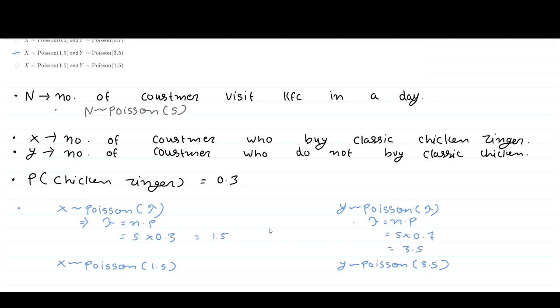First of all, both X and Y will follow a Poisson distribution. We know that lambda is given as N times P. So, lambda for X will be 5 times 0.3, which is basically 1.5. Here we choose P equal to 0.3 as X is the number of customers who buy the chicken zinger. So, X follows Poisson with parameter 1.5. Similarly, lambda for Y will be 5 times 0.7, because 0.7 is the probability of not buying a zinger. Hence, Y follows Poisson with parameter 3.5. So, the correct option for question number 10 is option C.